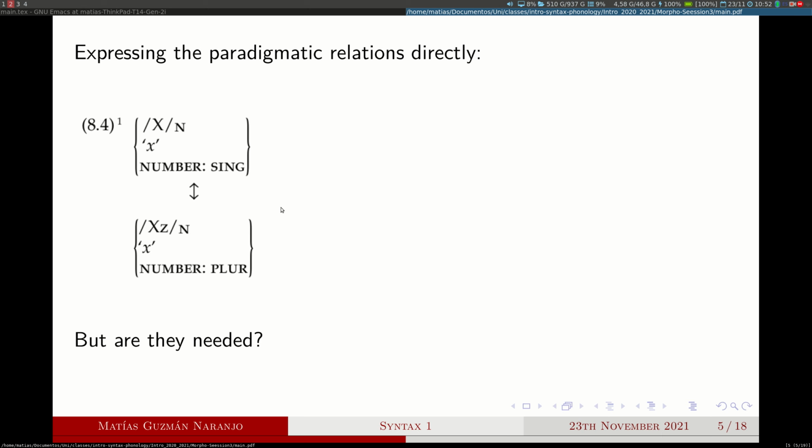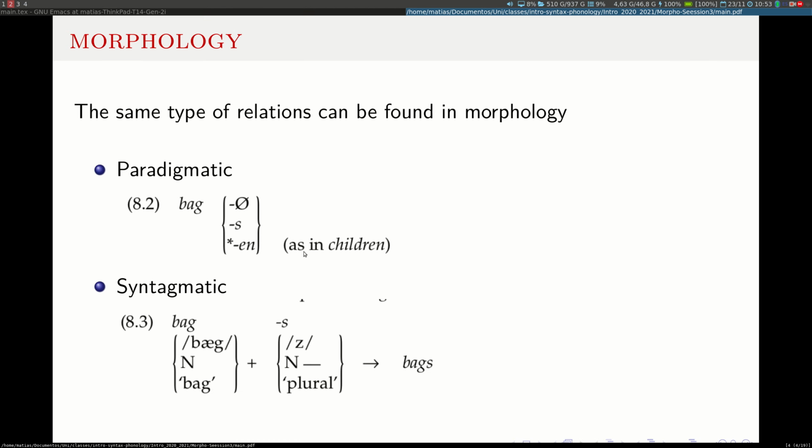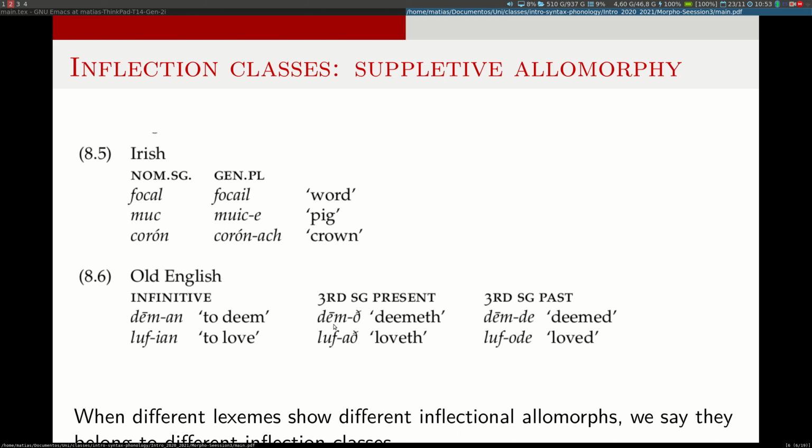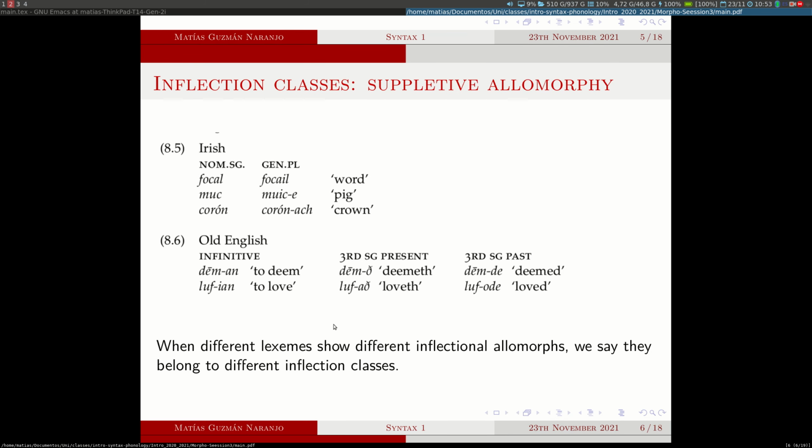And there are certain cases which seem to indicate that yes, you do need them, because you could ask yourself, well, why would we need this if we can express the same relation with just syntagmatic relations like this, same structure? So I am going to talk about a couple of situations which seem to indicate that paradigmatic relations are important.